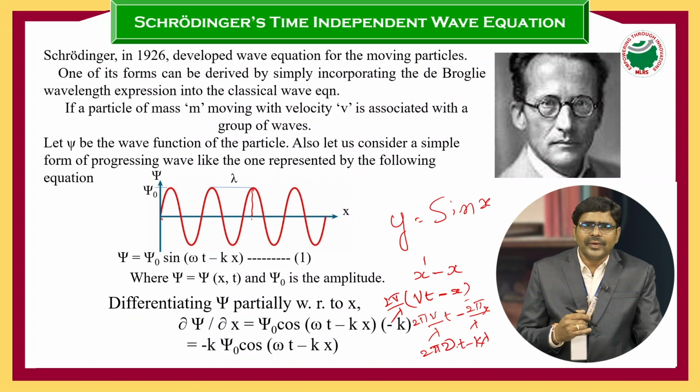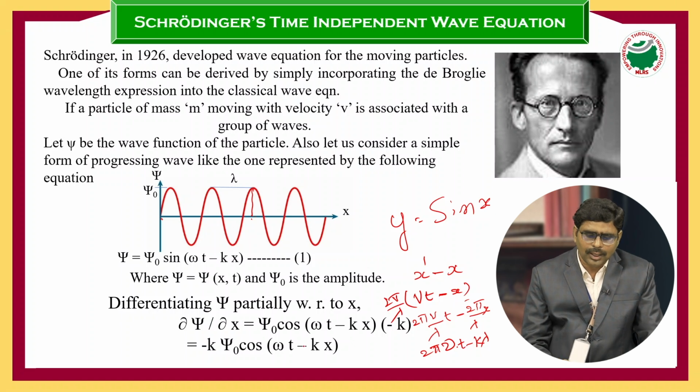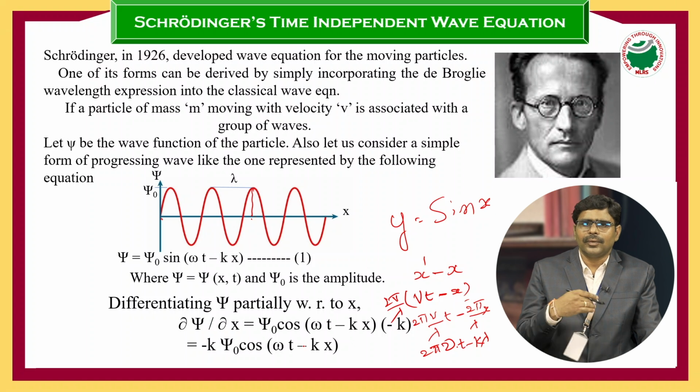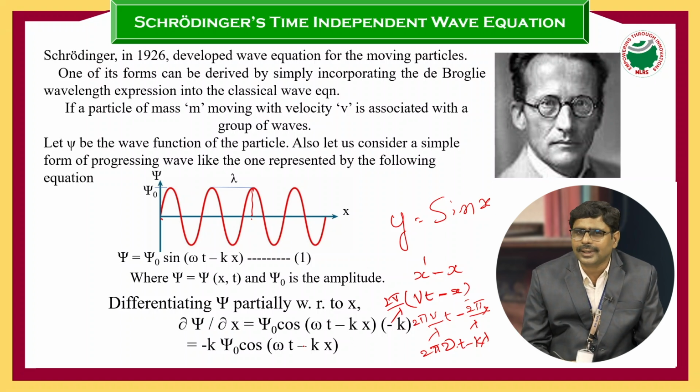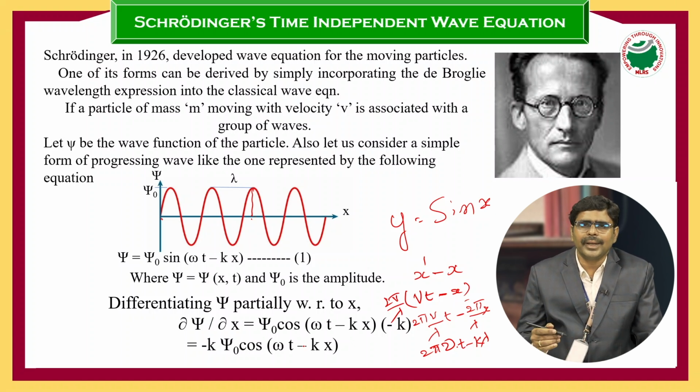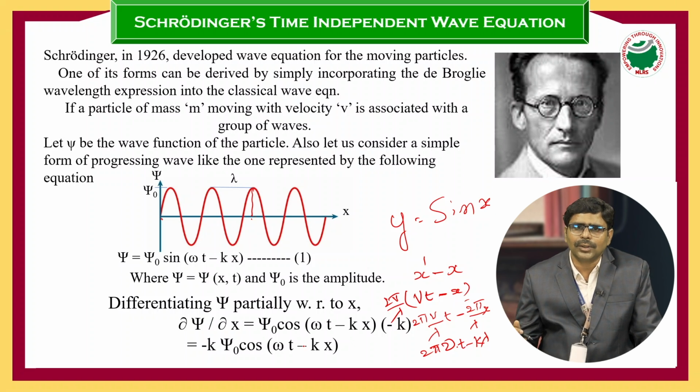Here we are differentiating that function with x, that is ∂ξ/∂x = ξ₀ ω cos(ωt − kx). Because when you differentiate the sine function, what we will get? We know d/dx of sin x is equal to cos x. That is d/dx of sin(ωt − kx) is equal to cos(ωt − kx).